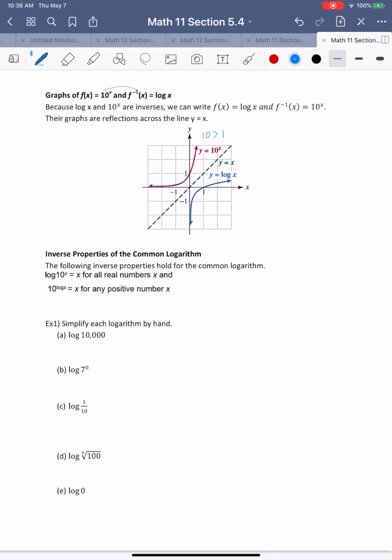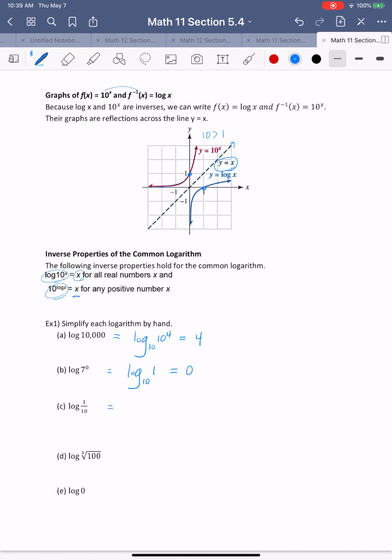The inverse property of the common log holds as follows: log of 10 to the x equals x, so you always pull out the exponent by itself. Another rule is that 10 to the log of x comes out as x too. When you need to simplify, this log has a base of 10, and 10,000 is the same as 10 to the 4, so you can pull out the exponent, giving 4. Then log of 10 to the first power is 1, and log of 1 is 0.